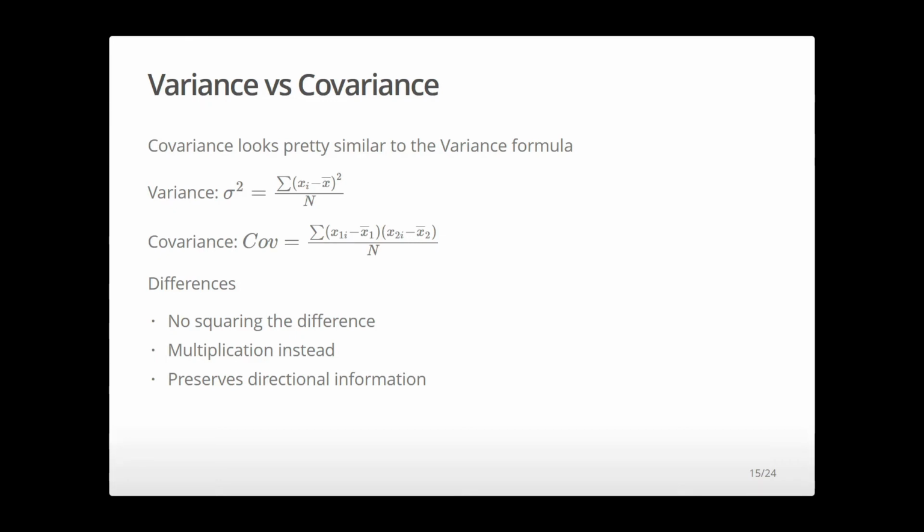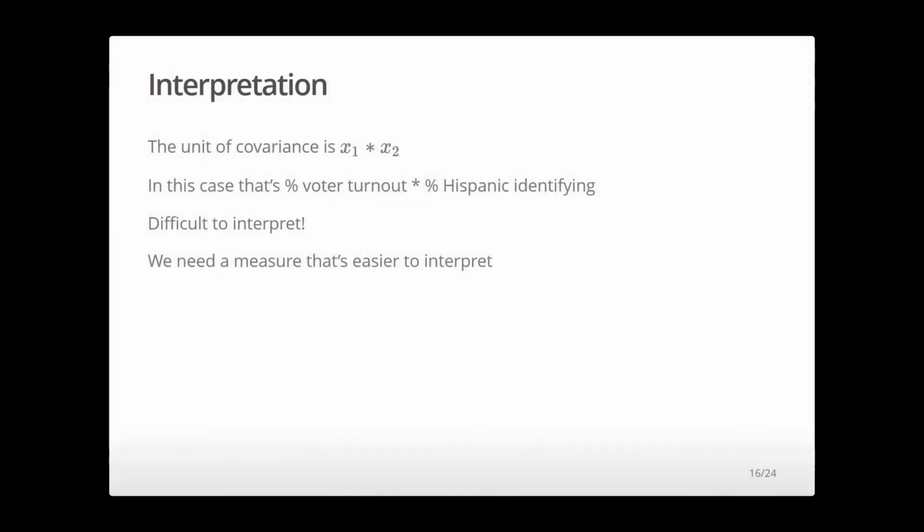So the covariance is quite a useful metric, and in this case we end up with a negative covariance, which tells us roughly that if we know that voter turnout in a state is higher than the average, we should also expect that state's percentage of Hispanic identifying people to be lower than average. But the unit is a little difficult to interpret. For what it's worth, the unit in this example is percent turnout times percent Hispanic. I'm not really sure what to do with that.